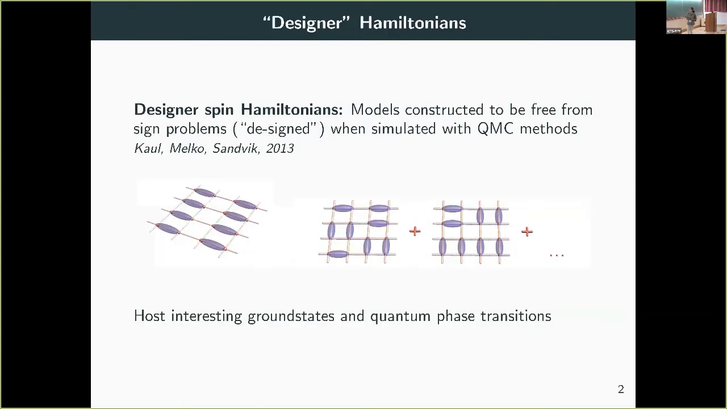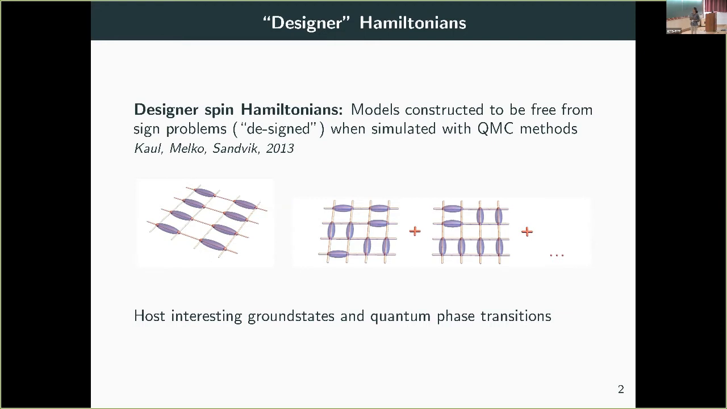That's where designer Hamiltonians come in. Designer spin Hamiltonians are those models that are constructed to not have a sign problem when I simulate with QMC methods. Apart from not having a sign problem, they also host some interesting ground states, which you can find in other systems that might not be sign problem free, for example, geometrically frustrated systems. So it's desirable to study these designer spin Hamiltonians, which host interesting ground states and also are amenable to large scale quantum Monte Carlo simulations.